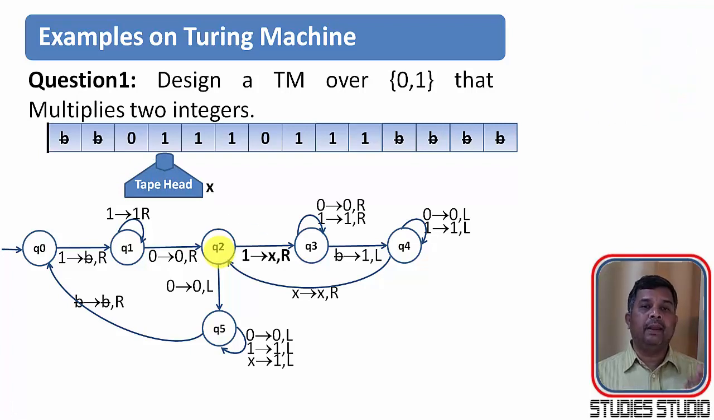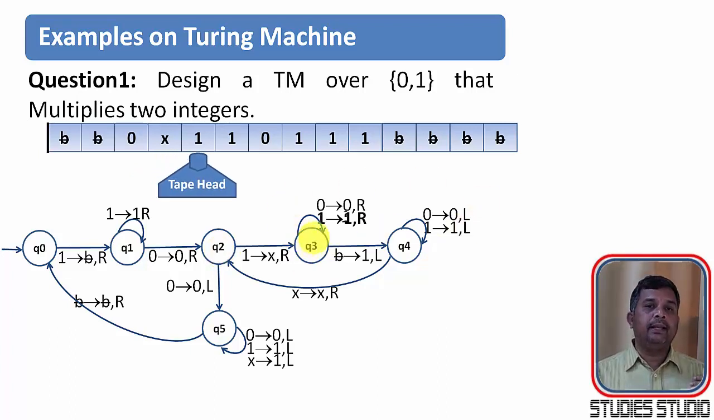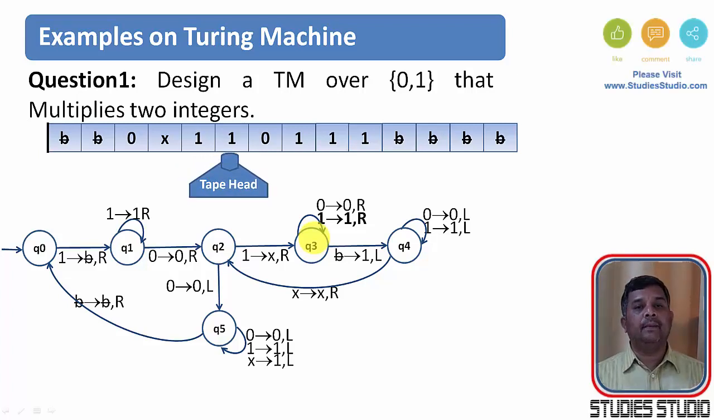I am getting a 1. In place of 1, I am writing X. I am moving right. I am at state Q3. If at all any zeros or ones I will be getting, I will keep on writing the same symbol and keep on moving till I get a blank symbol.